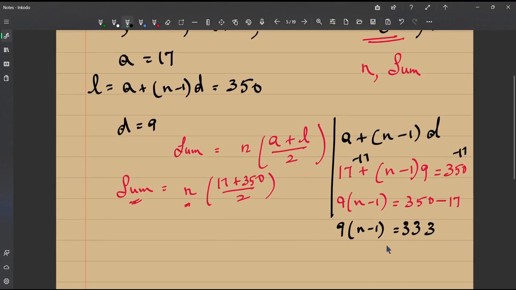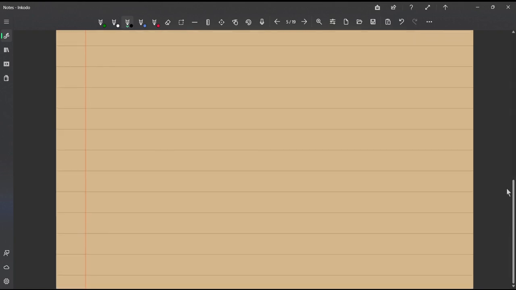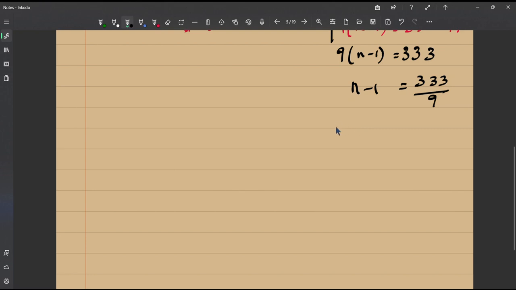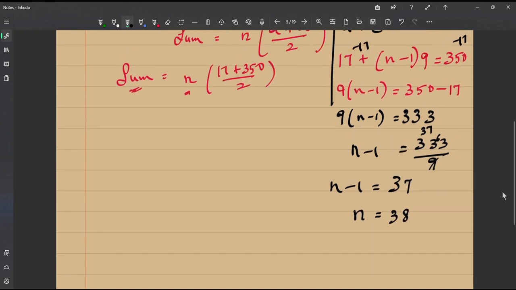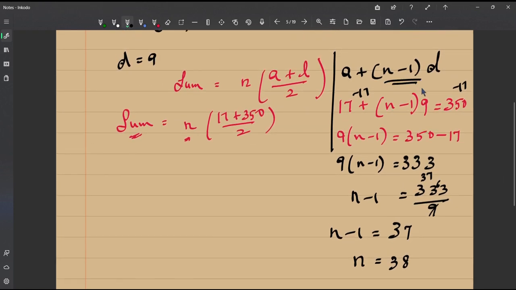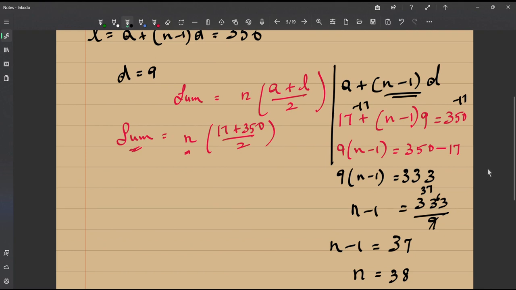If I divide both sides by 9, I get n minus 1 is equal to 333 by 9, which is 37. 9 3s are 27, 6 carry over, because 6 is the remainder, and 9 7s are 63. So n minus 1 is 37, or n is equal to 38. Now we have found the number of terms using whatever we know about the difference, the first term, and the last term, of course. So let us now substitute that here.